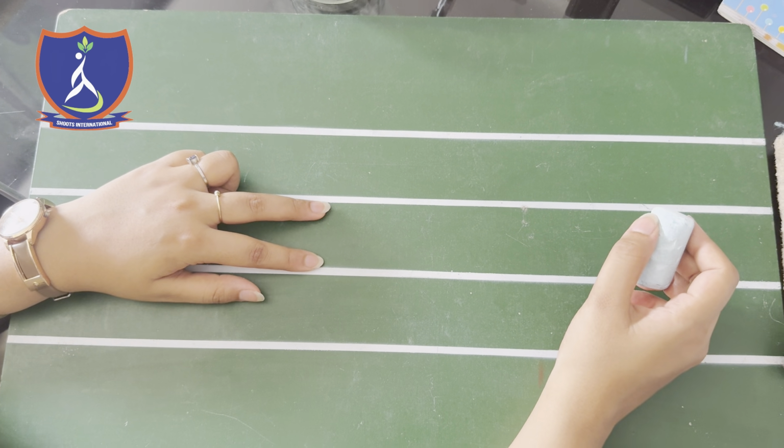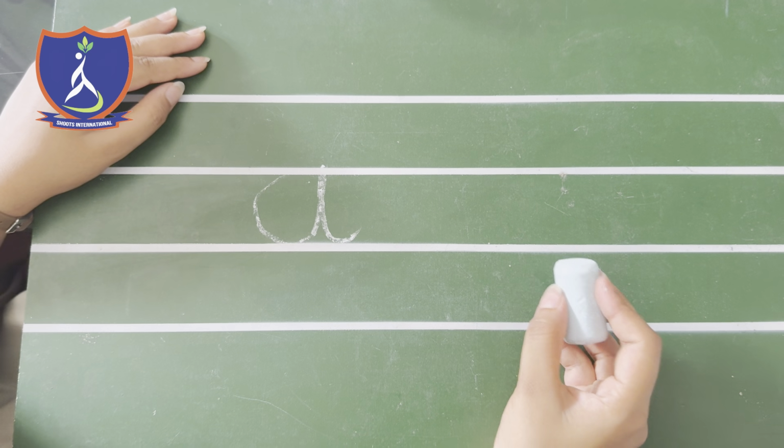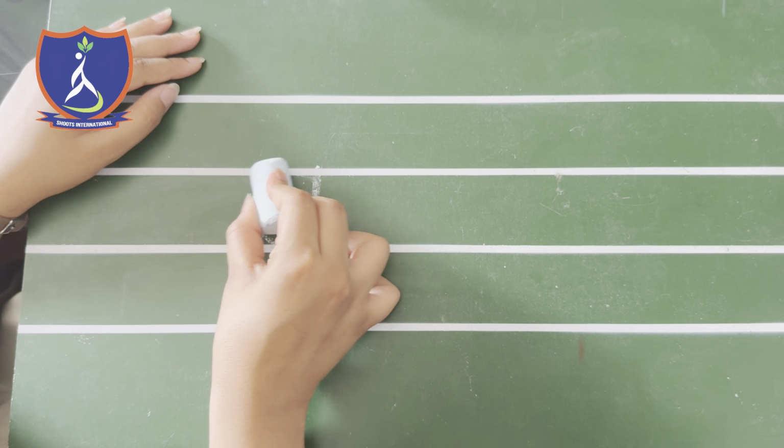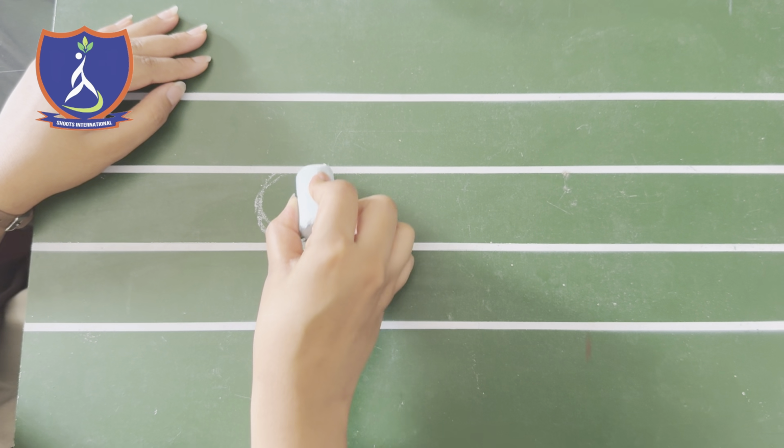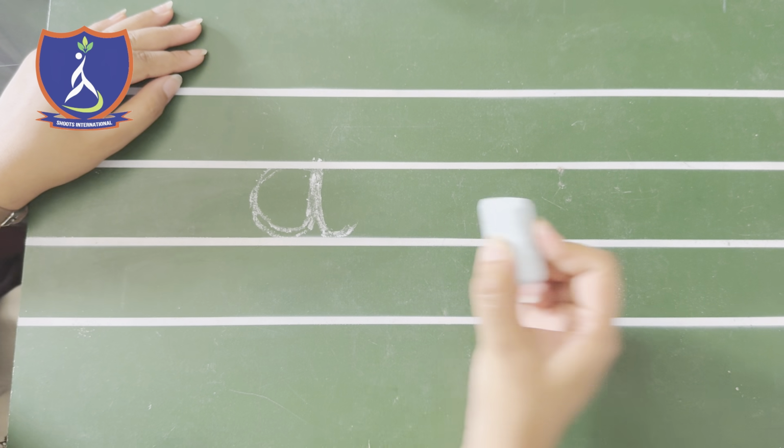Now let's get started. The first letter is the letter A, as in ant. For A, you make a curve, then you go up, down, and around. This is the letter A. See again, you make a curve, then you go up, down, and around.